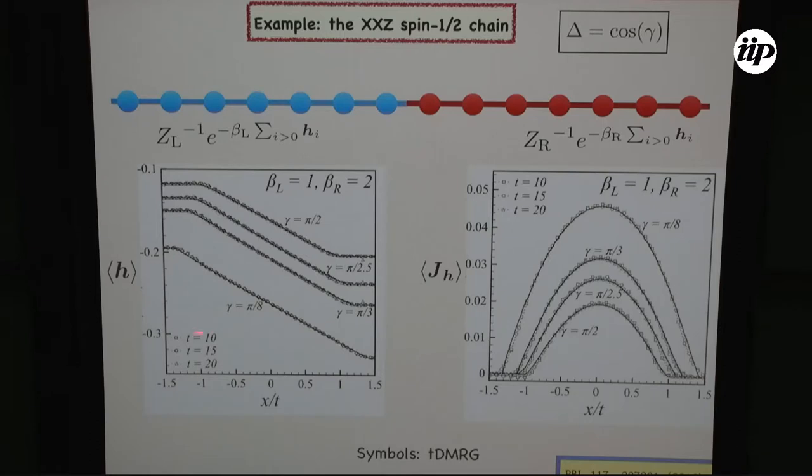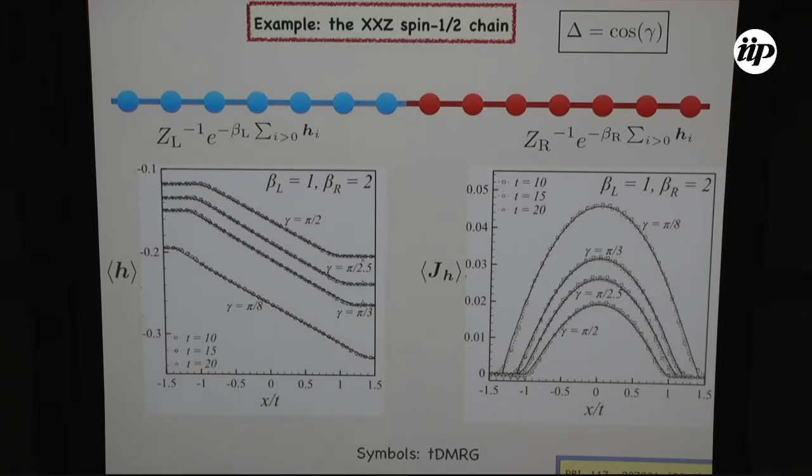And what I'm plotting here is for the sudden junction of two thermal states at different temperature. So this is the result for the energy density, and this one is the result for the energy current. And as you see, the current is clearly non-zero. Okay, but this is even too good, because in this case the states are stationary if you go far enough away from the junction. So the convergence of TDMRG is extremely fast and good.